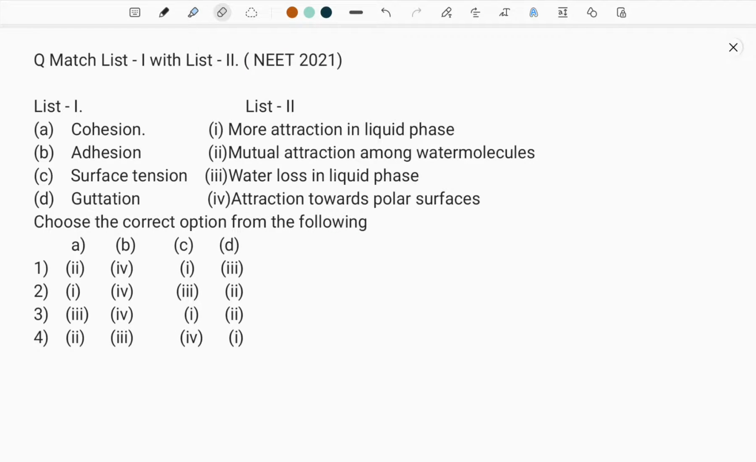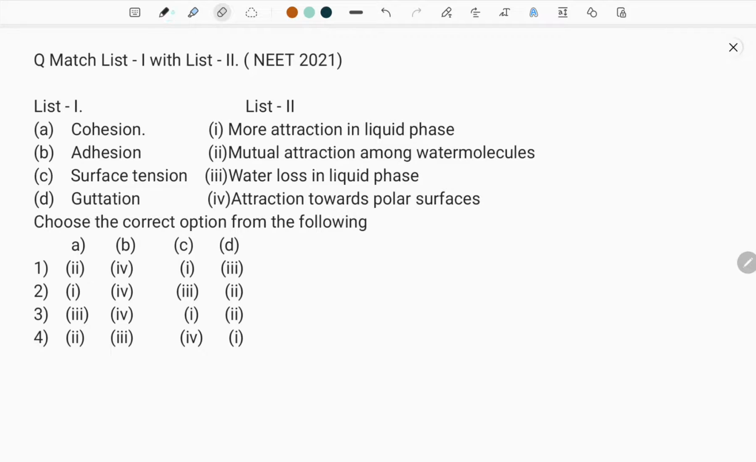We are discussing the NEET 2021 paper. Here we have a question on matching of two lists. This question is taken from a single chapter, that is transport in plants of plant physiology, and it has taken four concepts: cohesion, adhesion, surface tension, guttation. Let us discuss these four phenomena one after the other.